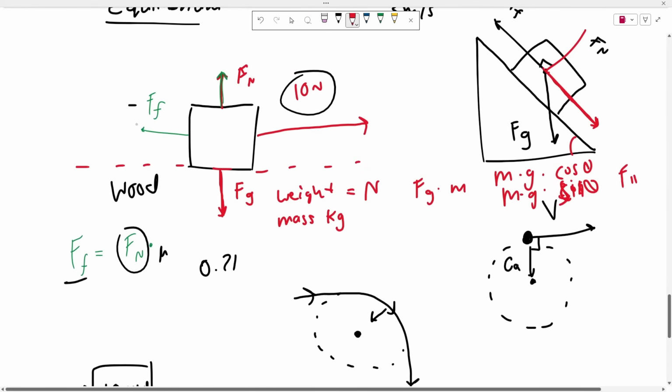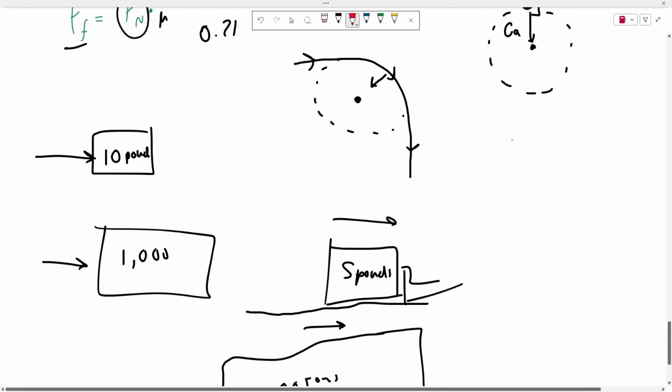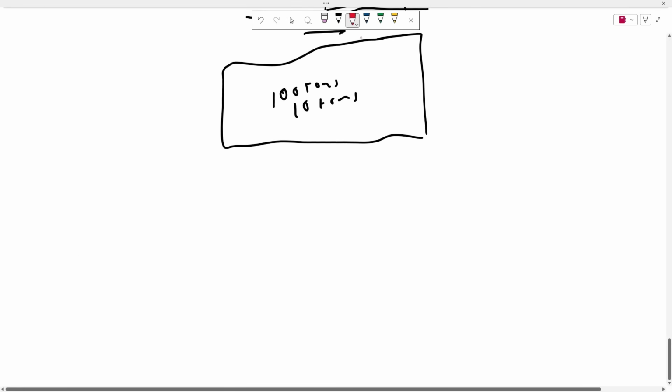Okay, so let's look back at this friction force. We already talked about it. It's going to be the opposite of whatever force is being applied or whatever direction you're going to move in. Usually static friction is what's stopping objects from moving on their own.